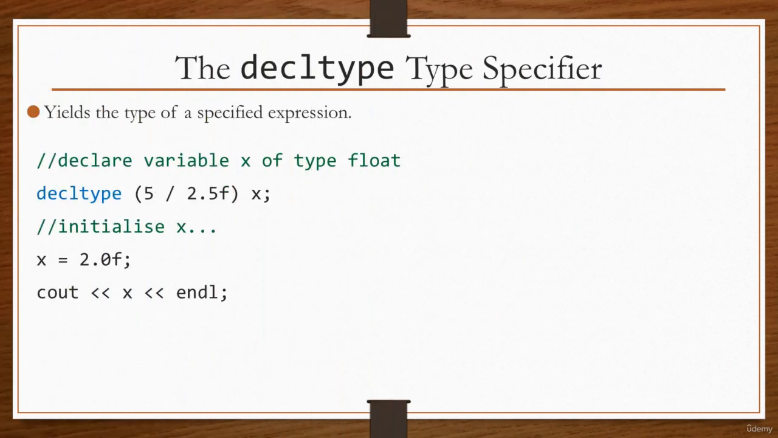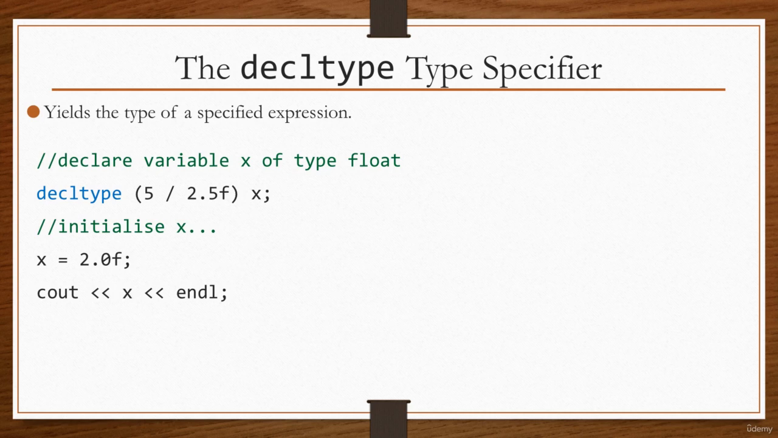Then we have this decltype or declare type specifier, which is going to yield the type of a specified expression. And this is a declaration. You can see decltype again. We have the parentheses 5 divided by 2.5f, so that is a float. And then we specify the variable, in this case x, and end that off with a semicolon. So x will be deduced to be of type float in that case, because it's going to use floating point division and therefore return a float. And then from that expression it's going to declare x to be of type float.